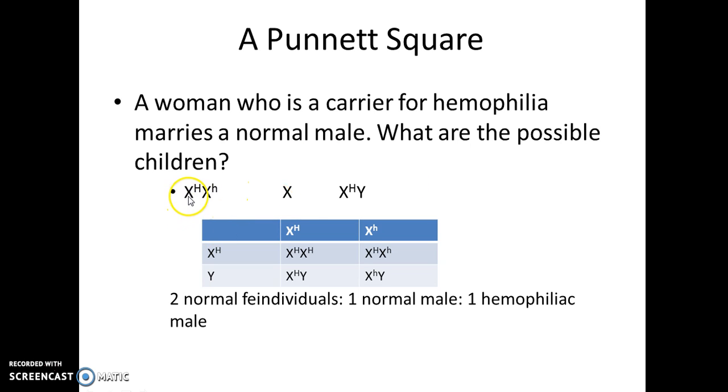So in this case, the female gives a big H, or the female gives a little h. The male gives a big H, or the male gives a Y. So when you cross these things, we have two normal female individuals. Two normal. Even though this is a carrier, you don't know she's a carrier. We have one normal male and one hemophiliac male.